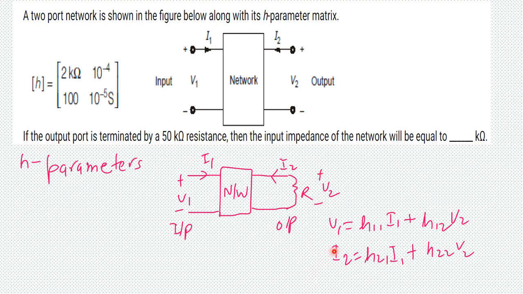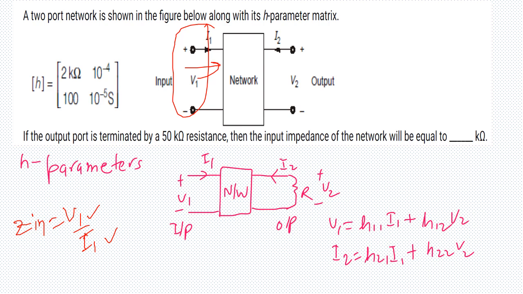First of all, let us see what H parameter equations we can form. V1 is equal to H11 I1 plus H12 V2. I2 is equal to H21 I1 plus H22 V2. Here he is asking us to find the input impedance. Input impedance, Zin, looking from this port, is the ratio of V1 over I1. Somehow I need to calculate the V1 over I1 ratio, and that is going to be my Zin.